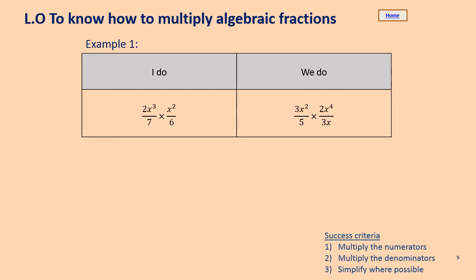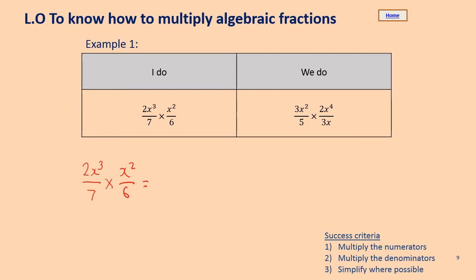Okay, so for this next example, we've got 2x cubed over 7 times x squared over 6. So multiply the numerators, multiply the denominators, and then simplify. So 2x cubed over 7 times x squared over 6. Now, this takes us back to something we recapped a little bit at the start of Unit 9.12, which was our index laws.